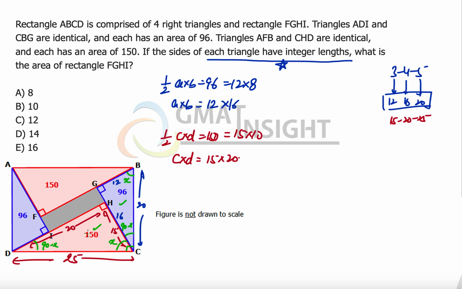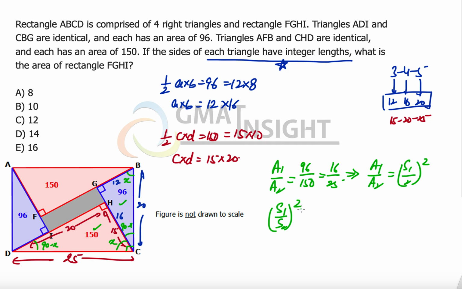So now these two triangles are similar because their angles are the same, and the ratio of their areas, we know, is 96 over 150. Both are divisible by 6, so it gives us 16 over 25, which means the ratio of the sides of these similar triangles should be equal to something we can find. Let me quickly remind you that the property of similar triangles is that the ratio of areas is always equal to the square of the ratio of their corresponding sides. So (S1 over S2) squared should be equal to 16 over 25, which eventually gives us that S1 over S2 should be equal to 4 over 5.